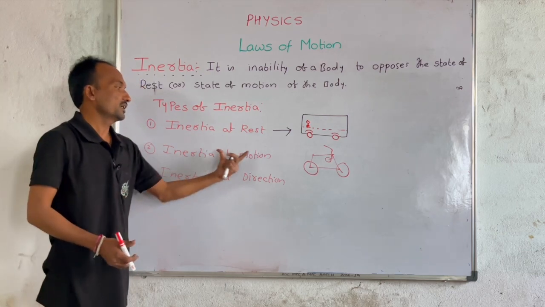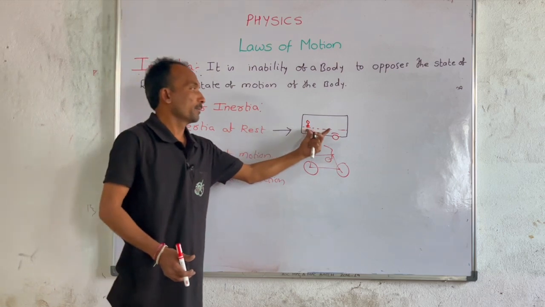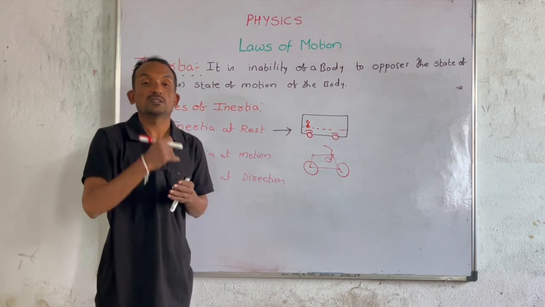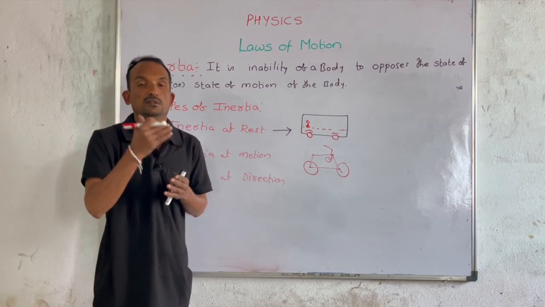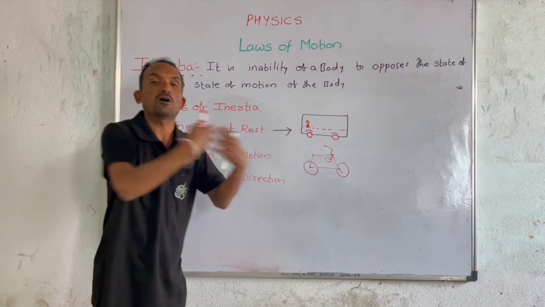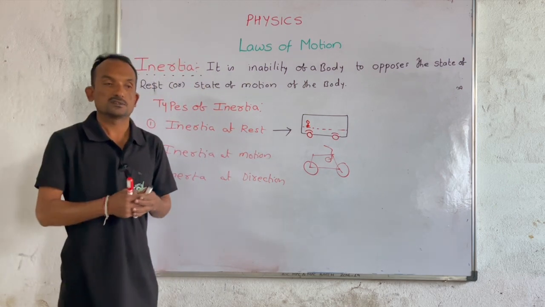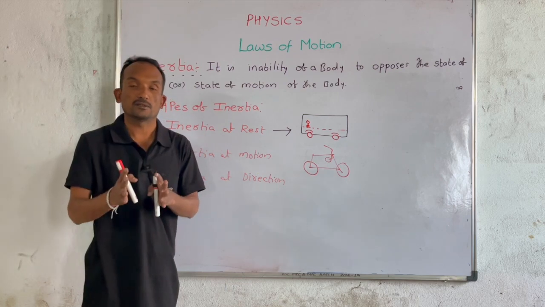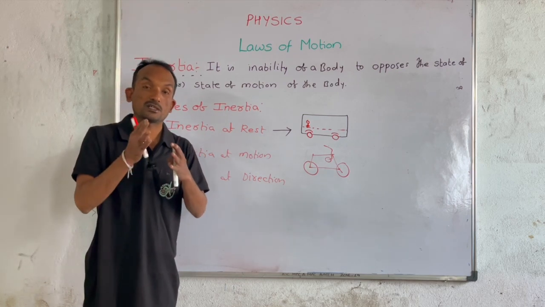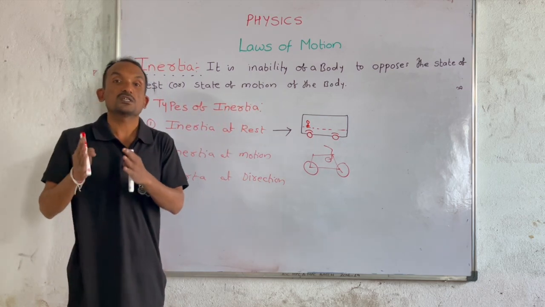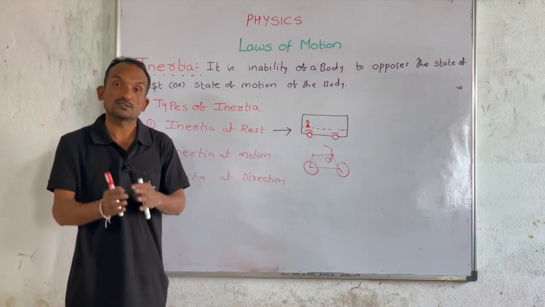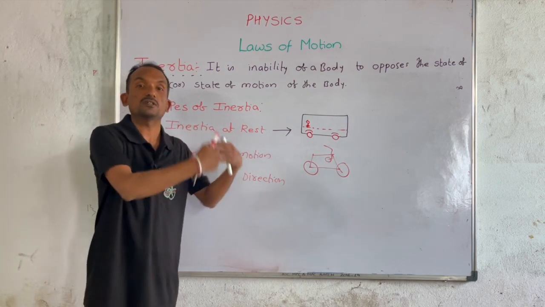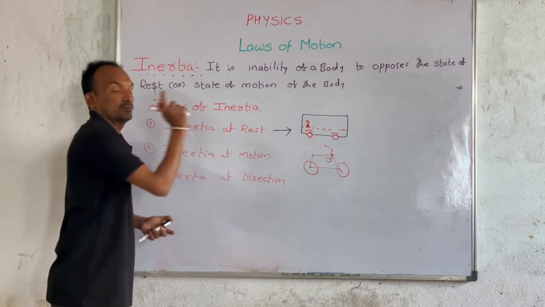And the second type, inertia of motion. When the bus has started, the bus is going, and you are also going with the bus. When the bus driver applies sudden brakes, you will fall forward. Why, sir? Because the bus is going, and you are also going with the bus. The bus comes to rest, not your body. So your body wants to continue its motion. Bus only takes rest, not your body. You will fall in the front direction. This is the law of inertia of motion.